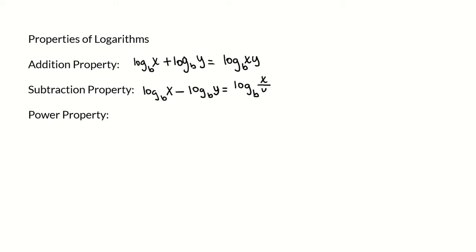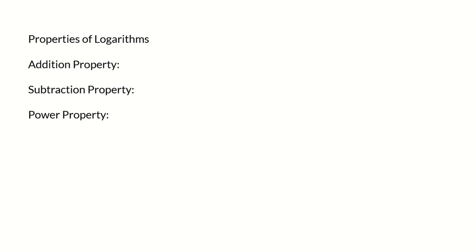x divided by y. And the last property is the power property, which is if you have a number in front of a logarithm, so a times log base b of x, then you can write that number a as a power inside the logarithm. So log base b of x to the power a. So the number that's multiplied in front is moved to become a power.